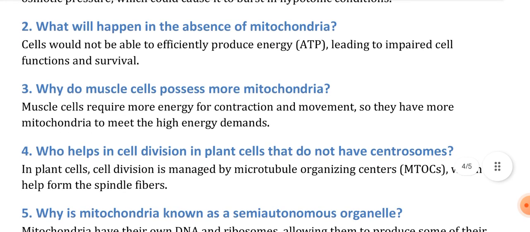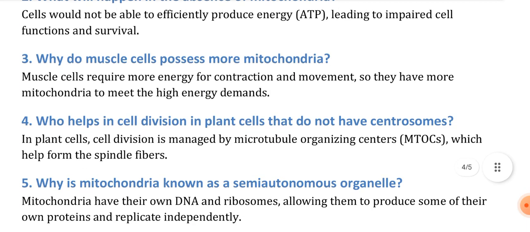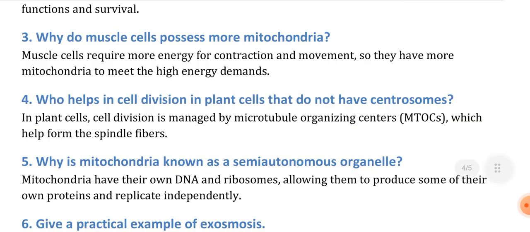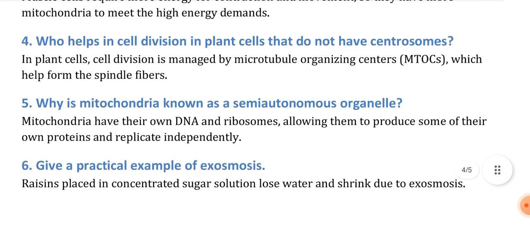Why is mitochondria known as a semi-autonomous organelle? Mitochondria have their own DNA and ribosomes, allowing them to produce some of their own proteins and replicate independently. I have already taught you this.